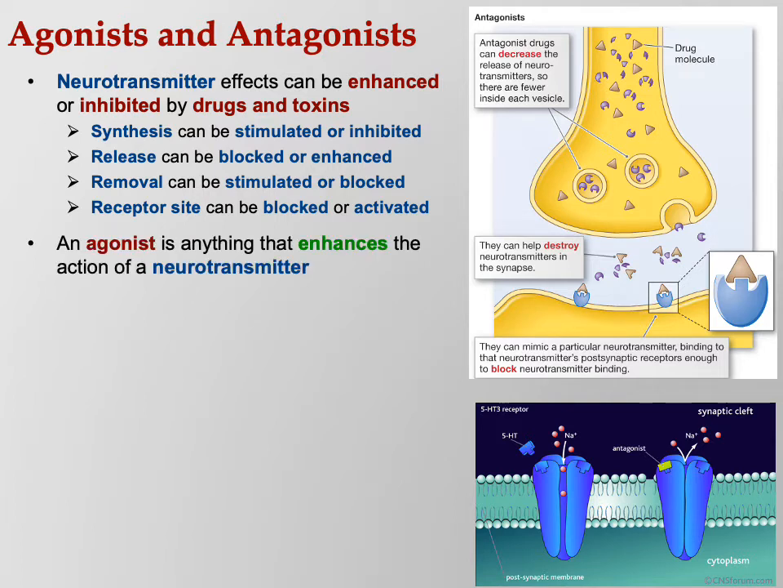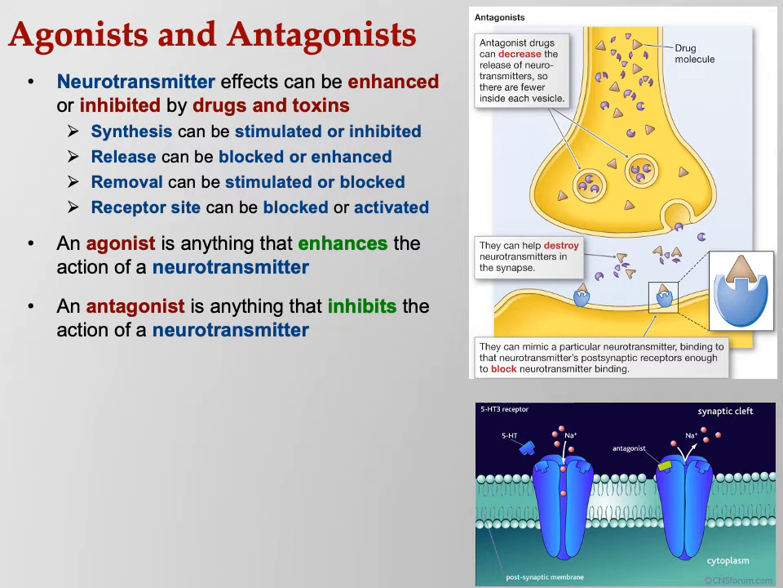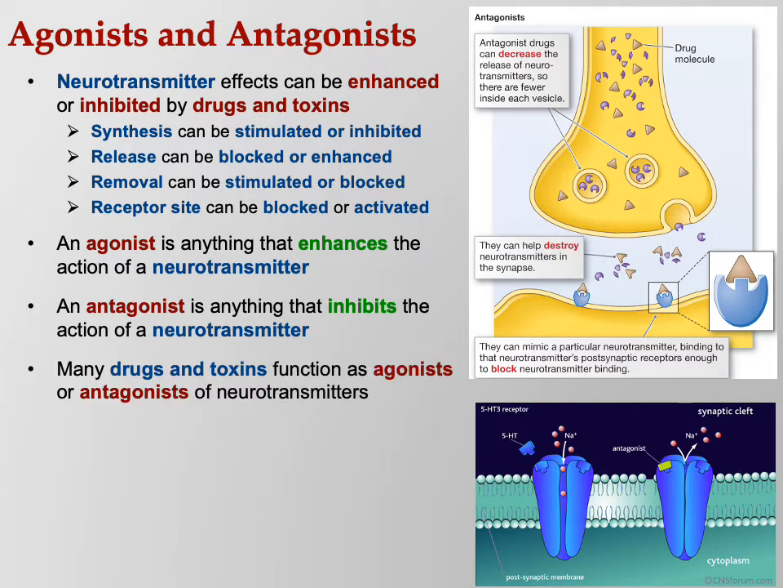So an agonist is anything that enhances the effect of a neurotransmitter. It makes more of that neurotransmitter's effect. An antagonist is anything that inhibits the action of a neurotransmitter, so it makes less of that neurotransmitter's effect. Many drugs and toxins function as either agonists or antagonists of neurotransmitters. That's what they do.